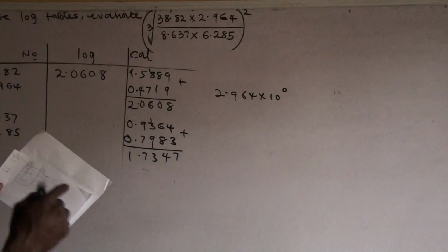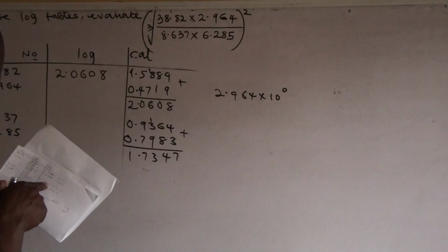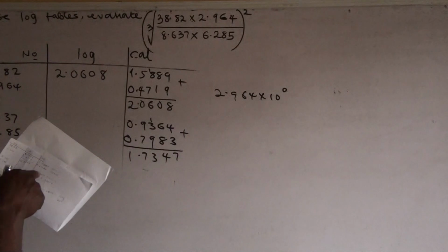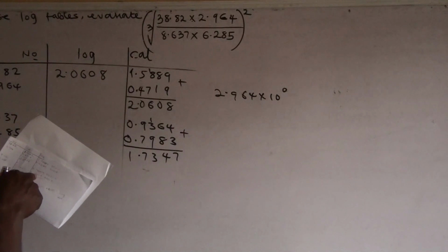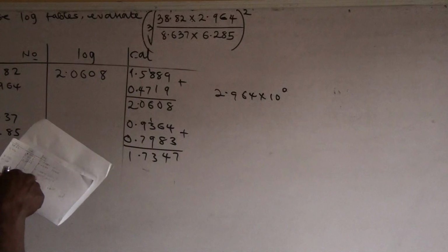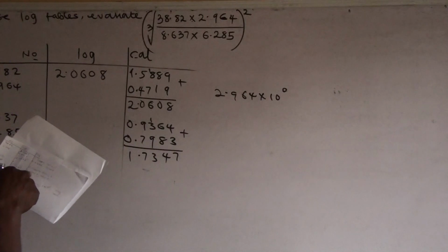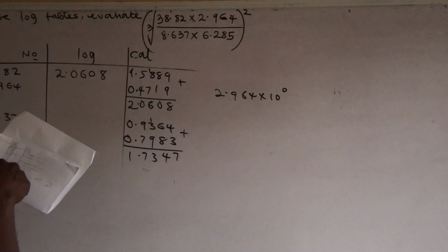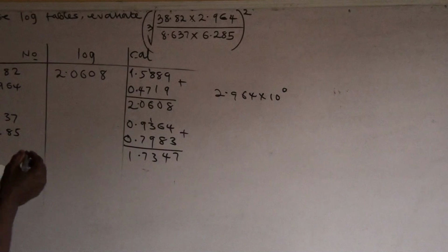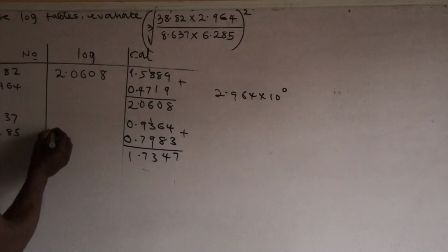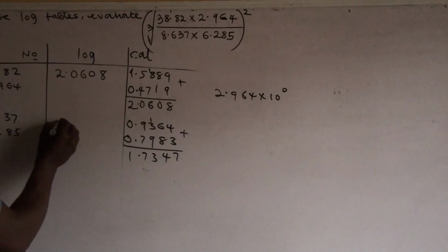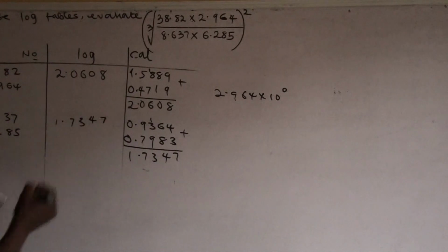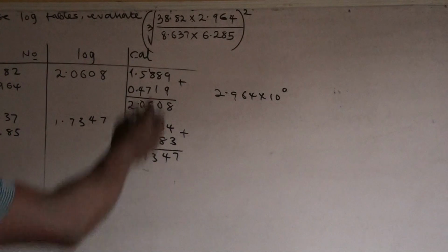So let's look at this carefully. 0.360 plus this. So this is 14. 14 minus 1 here, 10, 13. This plus this is 16 plus 1, 17. So here we will bring this result here, which is 1.7347.